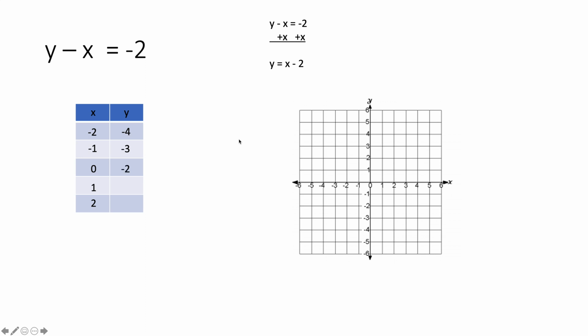0 minus 2 is negative 2. 1 minus 2 is negative 1. And 2 minus 2 is 0. Now I plot the points.